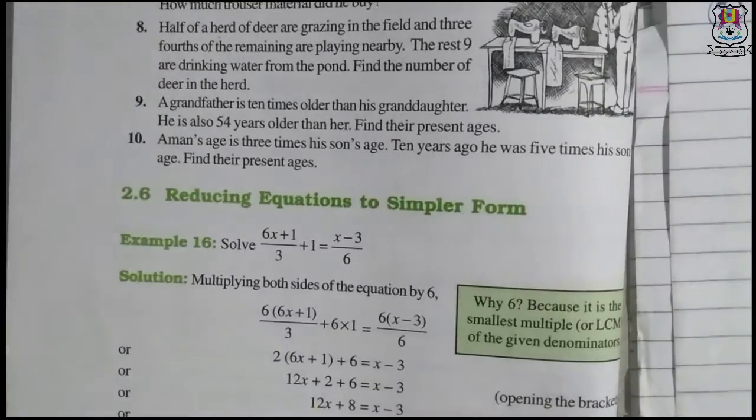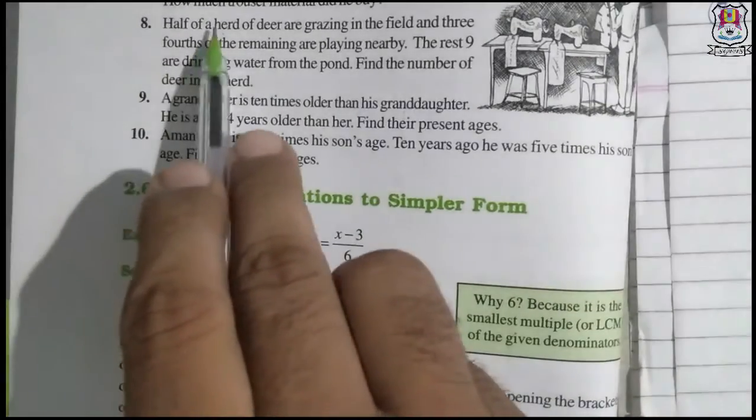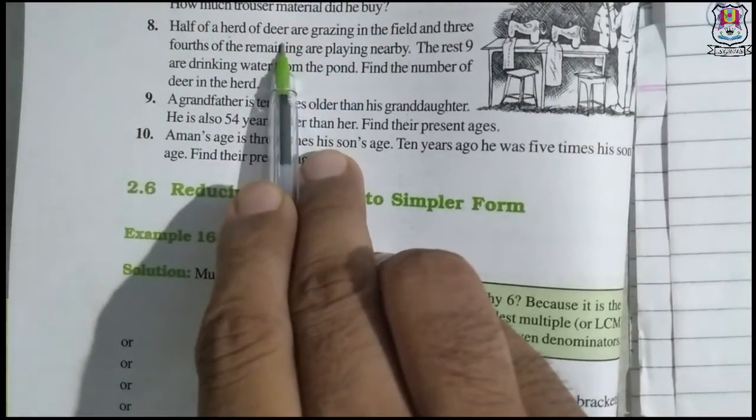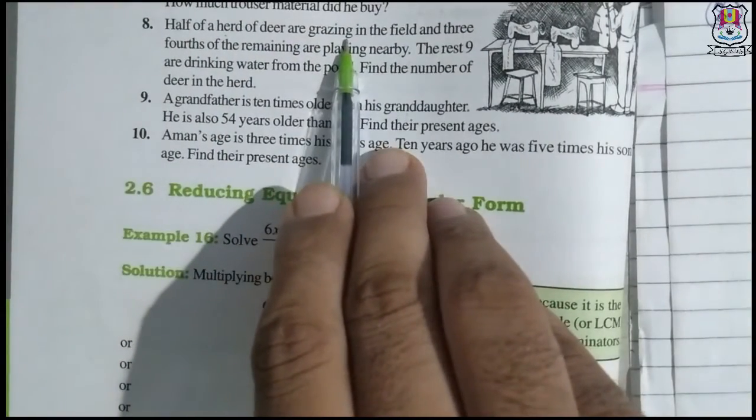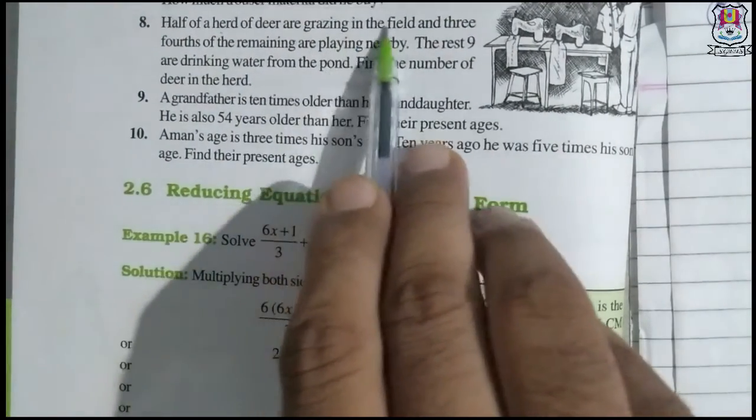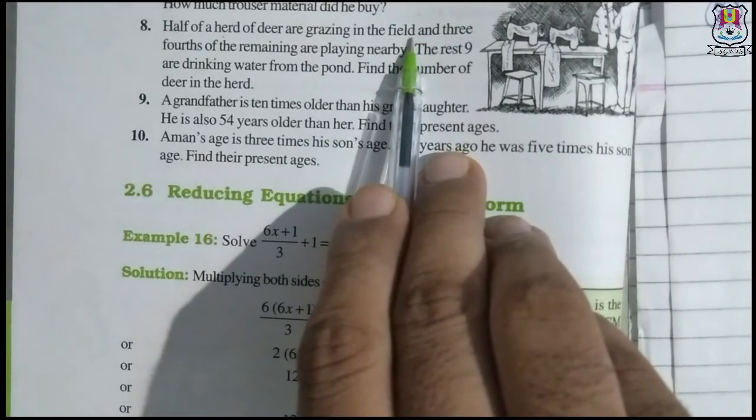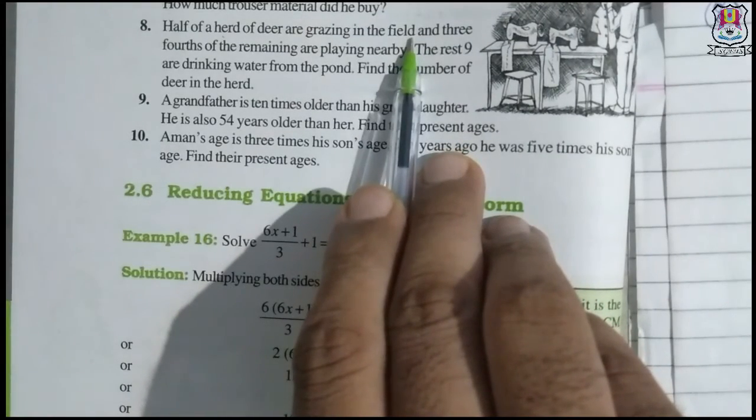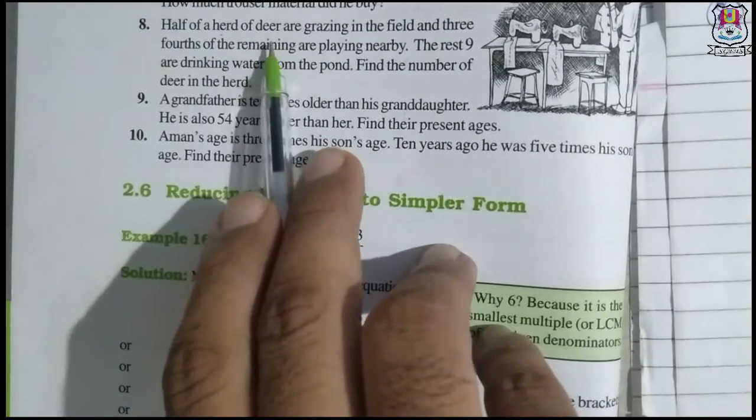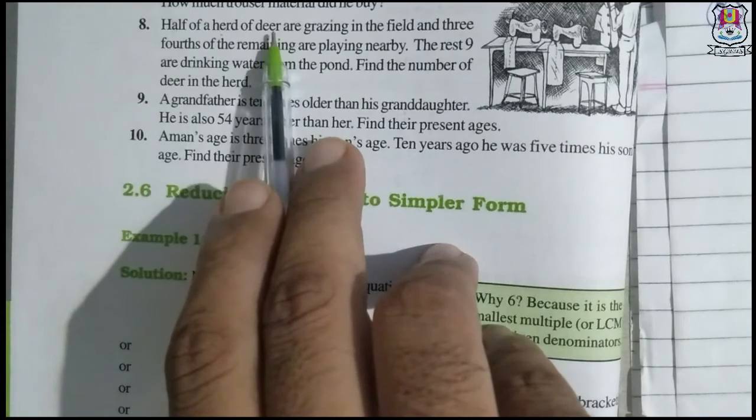Question number 8. Half of the herd of deer are grazing in the field. Do we know how many deer there are? They are just saying half of the herd of the deer. So what is the total number of deer? That we don't know.